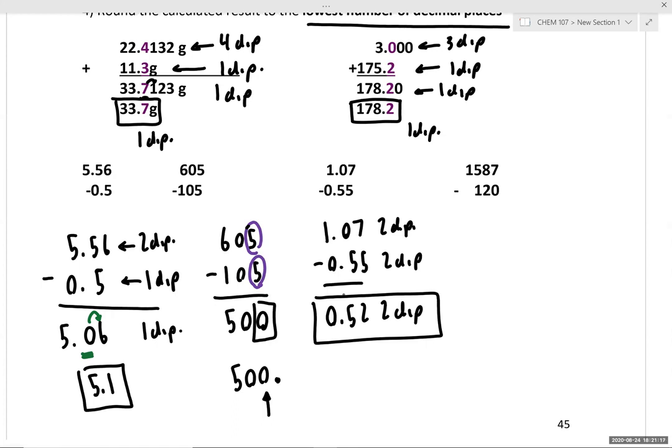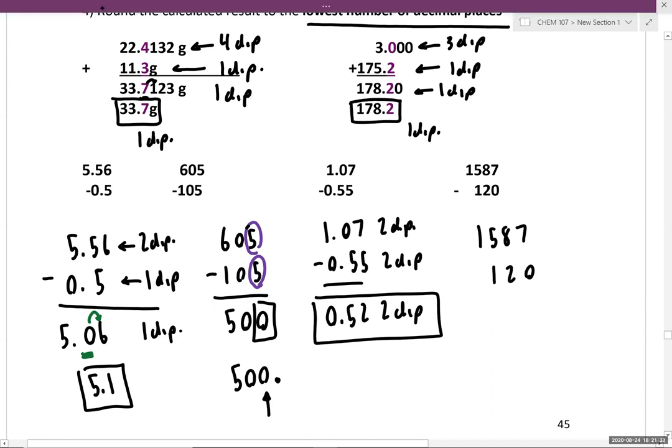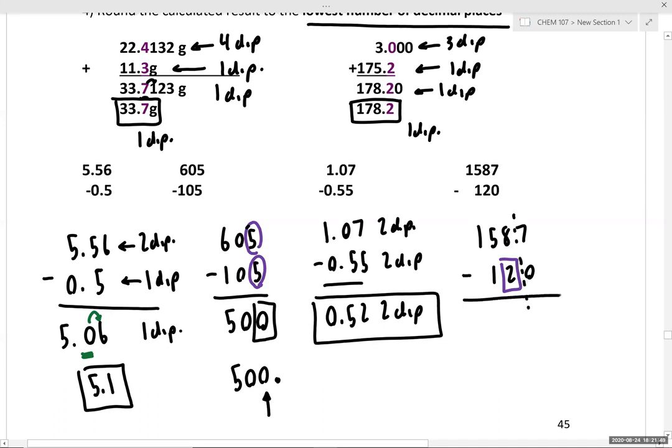Now for the last example, we have 1,587 minus 120. Let's make sure that we line up our numbers, and then we indicate the last reported significant digit. So as we can see, the tens place contains our last reported significant digit. So what we're going to do is we're going to subtract our numbers, and then we're going to round to the last reported significant decimal place, which is our tens place, because we have a 2 in our tens place.